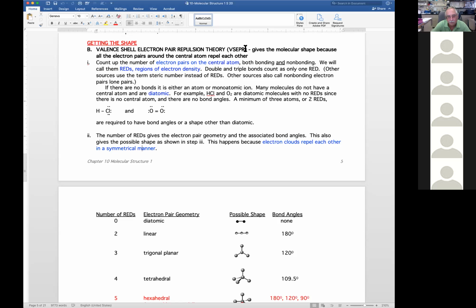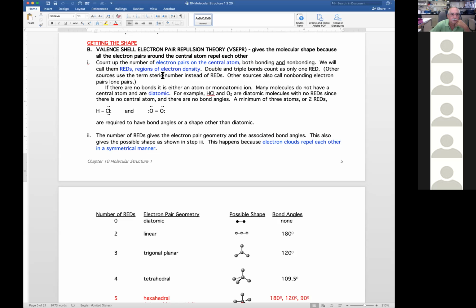So what we do is we count up the number of electron pairs around the central atom, both bonding and non-bonding. And we'll simply call them REDs, which means regions of electron density. So a double bond or a triple bond counts as only one region of electron density.